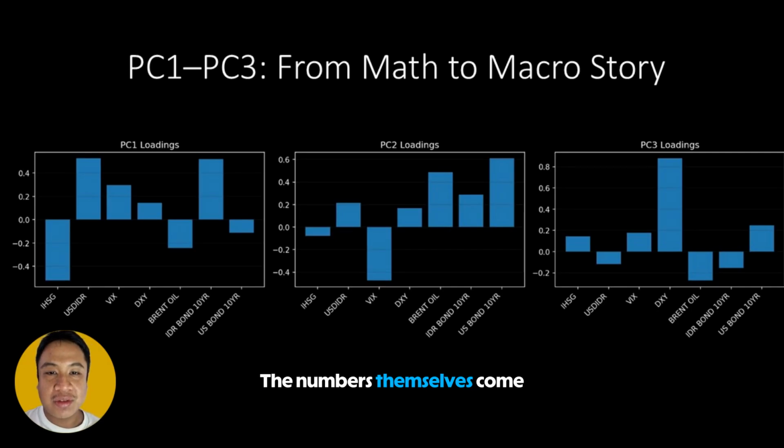The numbers themselves come from the PCA optimization. Our job as quants is to interpret them and then test if those interpretations have trading value.